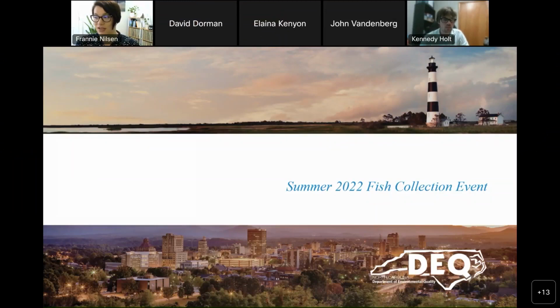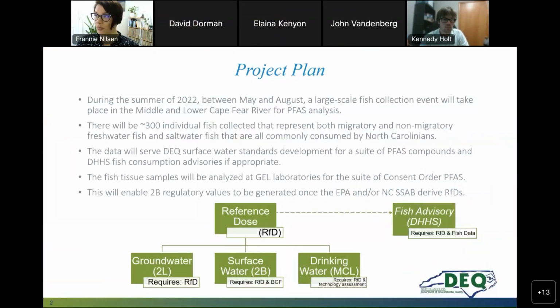But so here is some information about our fish and water collection event that is going on right now. So as far as a quick project plan overview, this summer, between May and August, we have started and are underway of a large-scale fish collection event going on in the middle and lower Cape Fear rivers, and these fish and water samples will be sent for PFAS analysis. We will be collecting about 300 fish that represent migratory and non-migratory freshwater and saltwater fish that are all commonly consumed by the citizens of North Carolina.